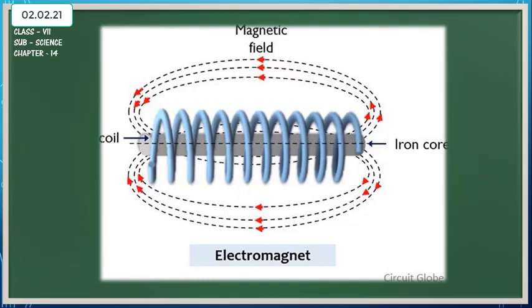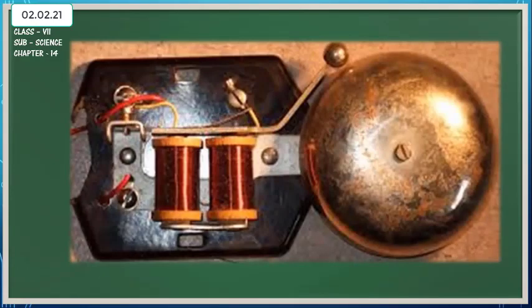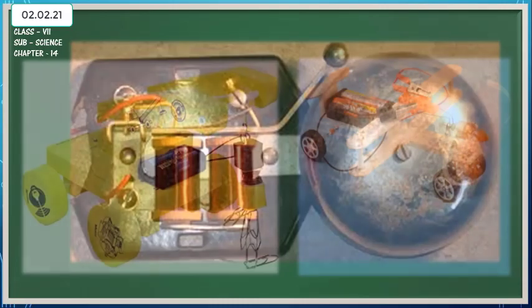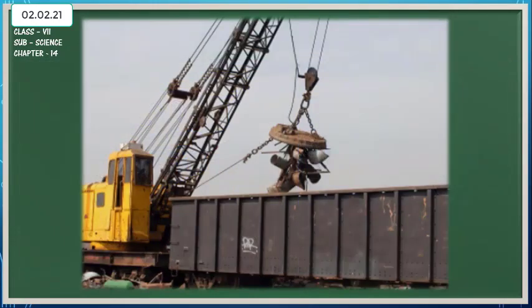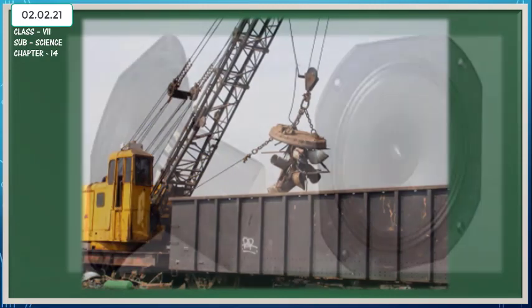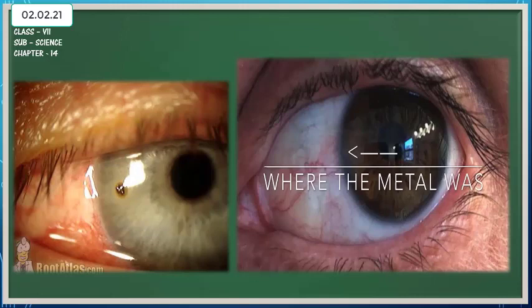The applications of electromagnets. Electromagnets are used in domestic appliances such as electric bells. They are used in toys. They are used in cranes to separate magnetic materials from junk and to lift heavy objects. They are used in all kinds of telecommunication equipment. It is also used by doctors to take out small pieces of magnetic material that have accidentally fallen in the eye.